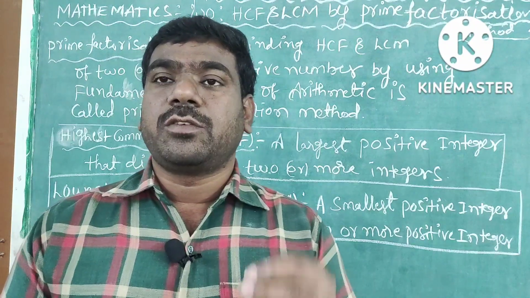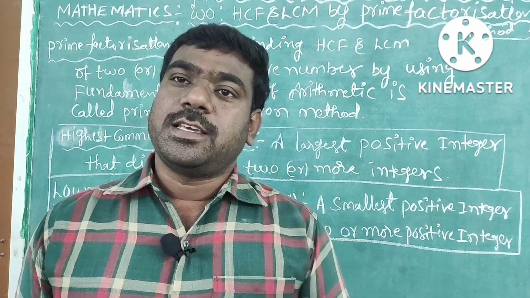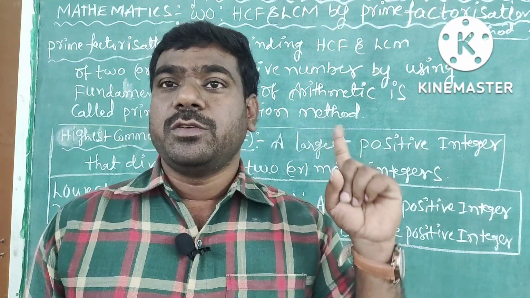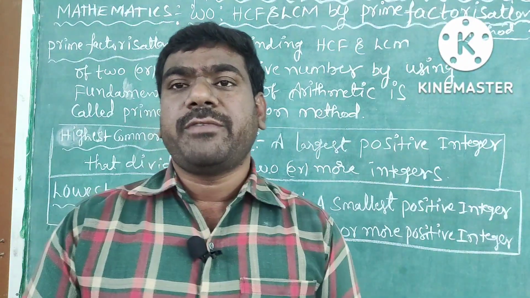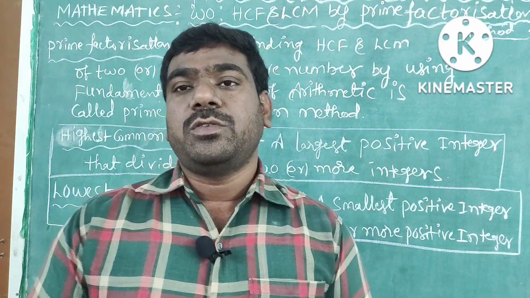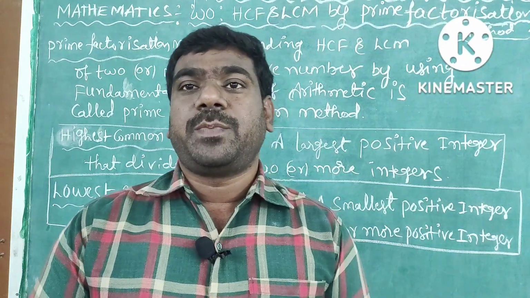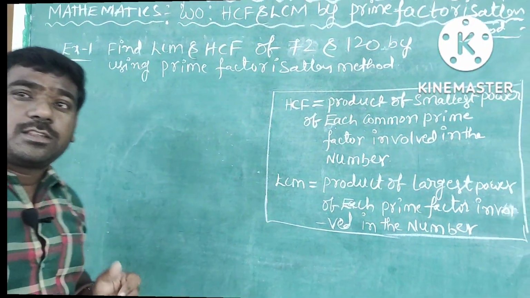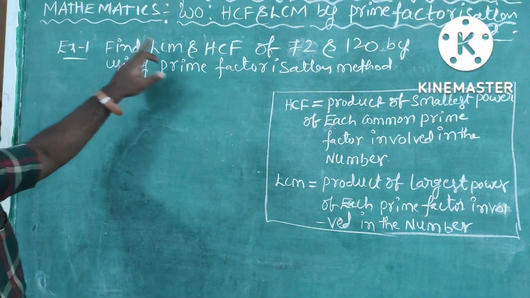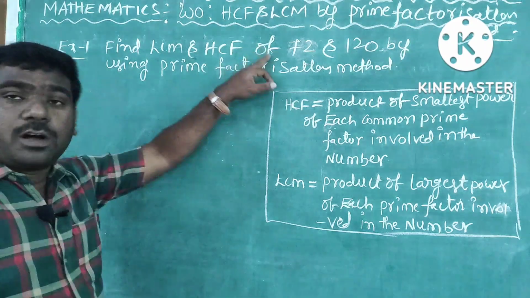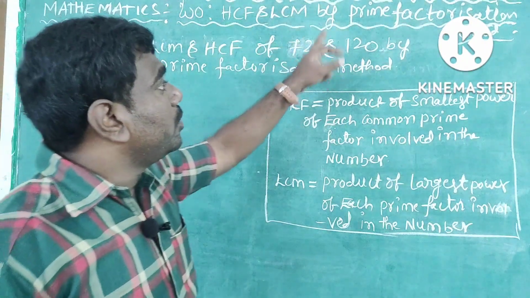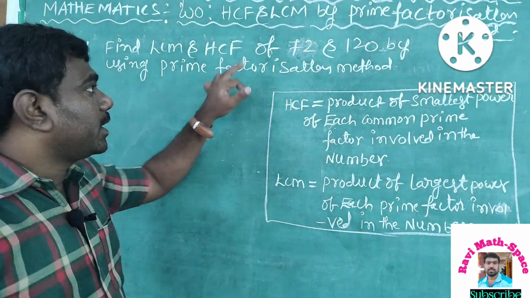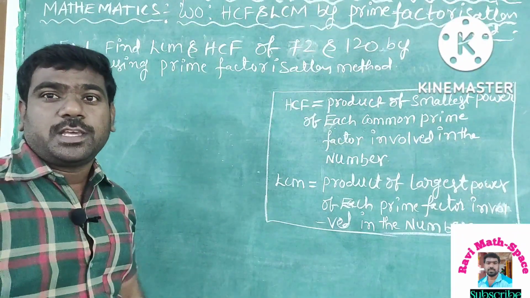So now we are going to find the HCF and LCM of given two or more numbers by using this prime factorization method. Through examples I will explain, so you can understand more perfectly. In the first example: find the LCM and HCF of 72 and 120 by using the prime factorization method.